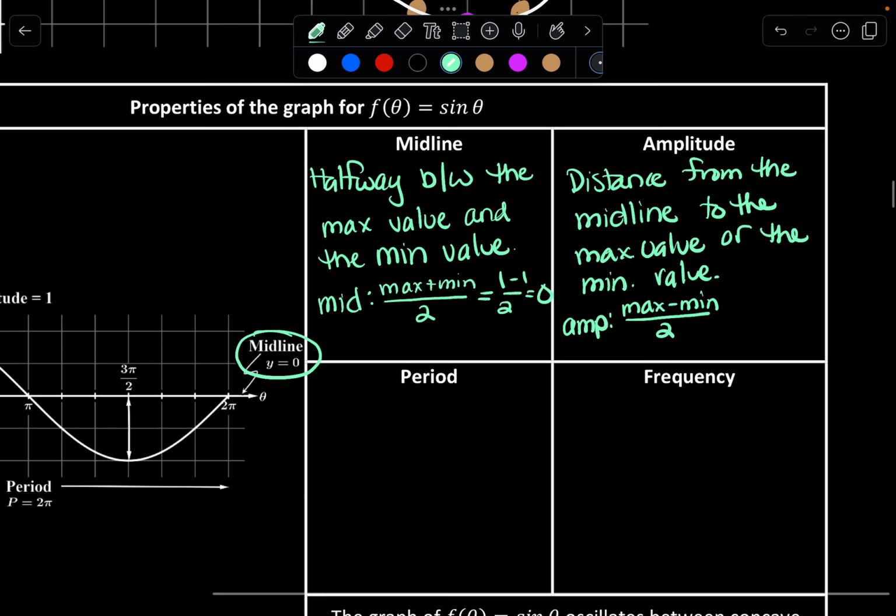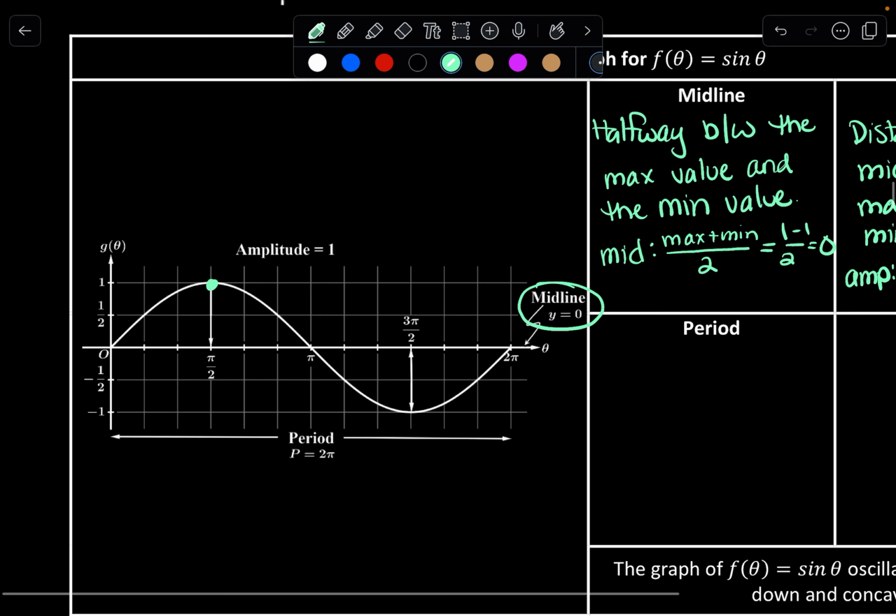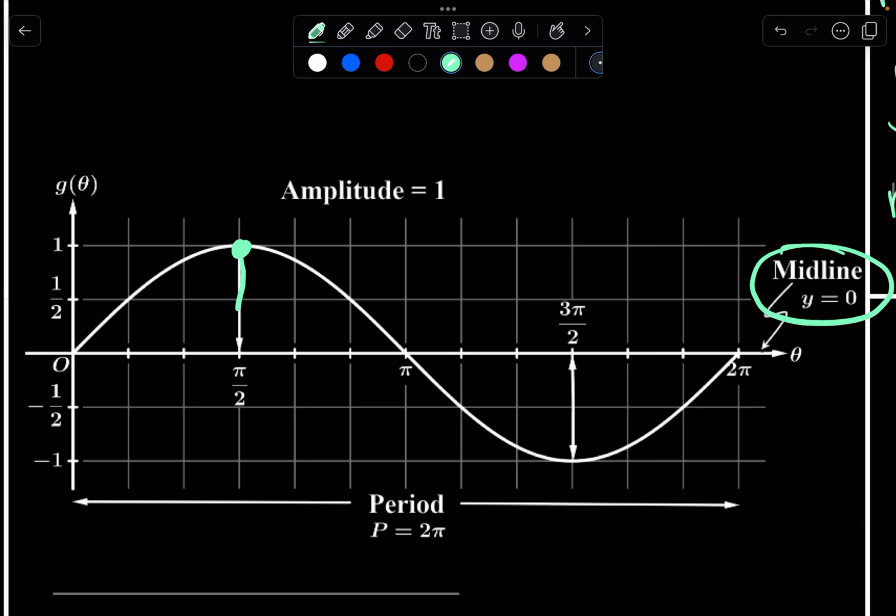So in this case, our maximum output is 1. The minimum output is -1. So we end up with 1 plus 1, which is 2 over 2. So we get 1. So the amplitude is a distance, all right? The amplitude is going to be the distance between the midline and the maximum and the midline and the minimum. And if we look at this, we can see that this has a distance of 1.